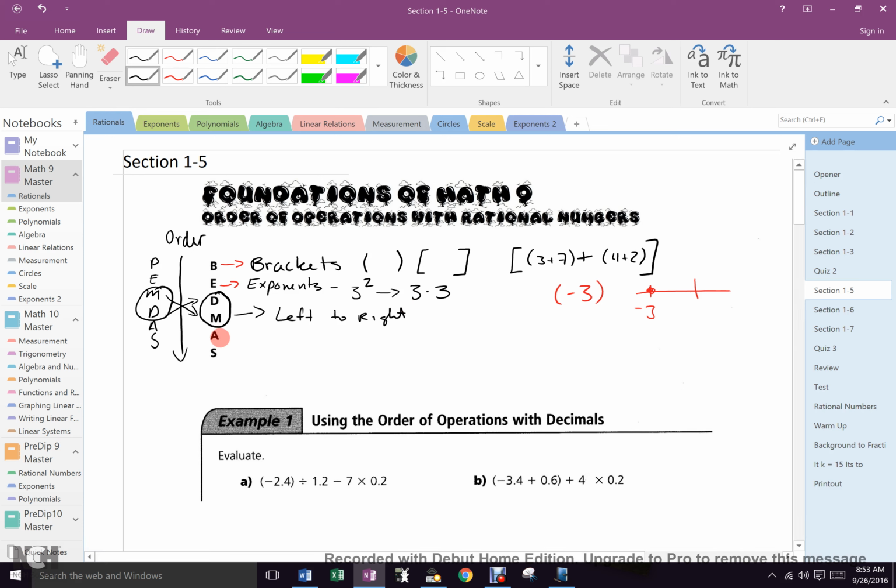All right, and then obviously these two. What are these two? Add and subtract, and we do them left to right. Now, the key to doing BEDMAS properly is this. Put a star here.